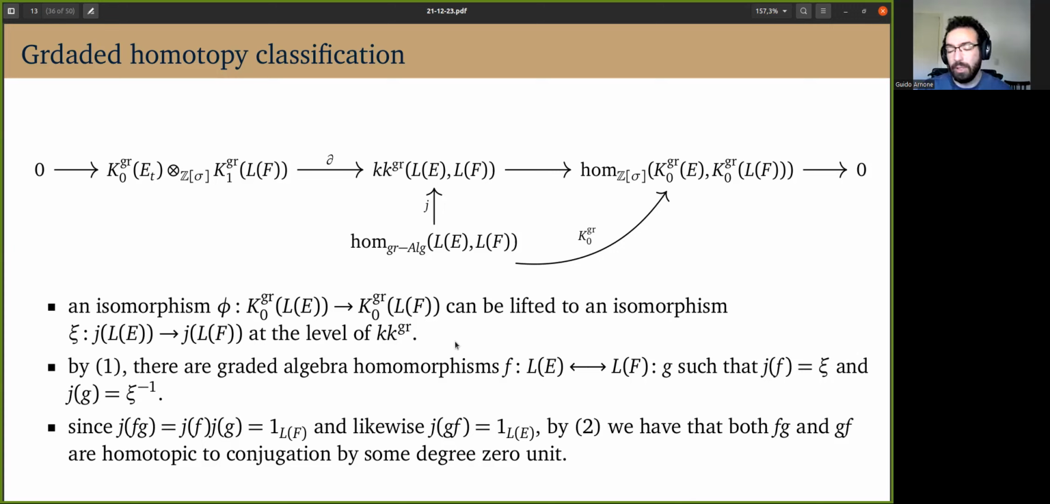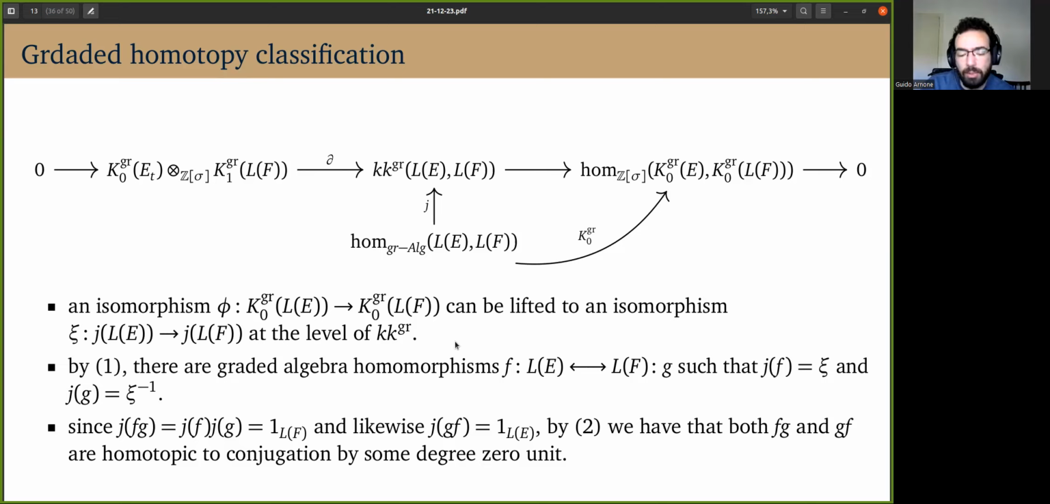So by this sort of injectivity statement, these compositions are homotopic to some conjugation by some degree 0 unit. So the fact that these are equal to the identity in KK means that they're homotopic to a conjugation of the identity, which means they're homotopic to conjugating by some unit. And so what we are seeing is that there are graded algebra maps between LE and LF, and the composition of both in both directions gives you things homotopic to isomorphisms, homotopic to conjugating by a unit.